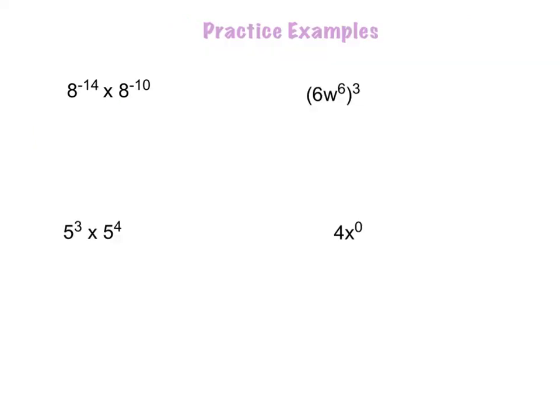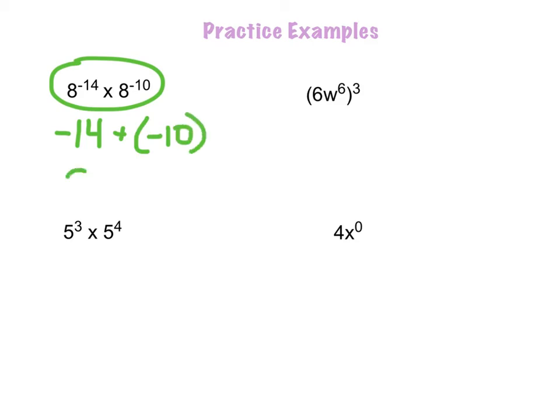To finish this up, I will do some practice examples to review what I have talked about in the video so far. In the first problem here, we have 8 to the negative 14th power times 8 to the negative 10th power. So this is the addition type of multiplication, so you have to add negative 14 plus negative 10, and you get 8 to the negative 24 power.